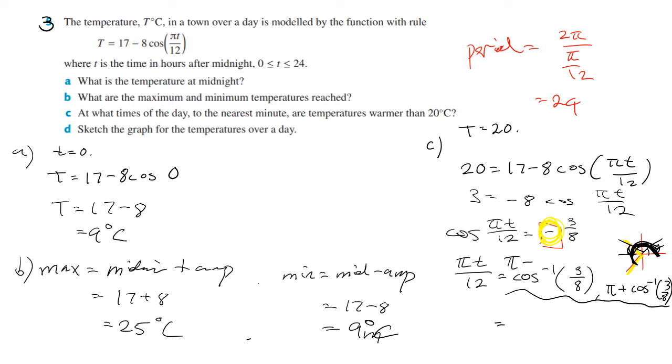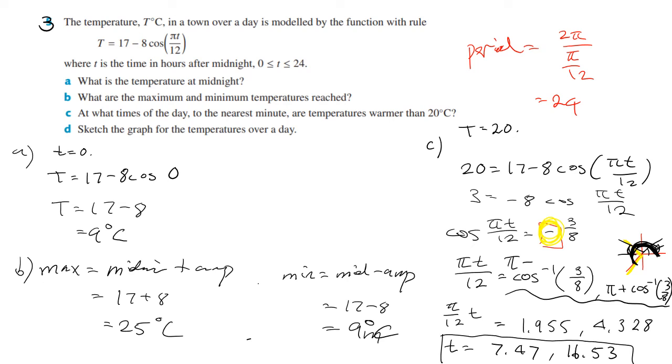If we put that in our calculator, you'll get 1.955 and 4.328, and that's pi over 12 t. So t is equal to 7.47 and 16.53. So to answer our question, that's in hours. So at times 7.47 hours and 16.53 hours, the temperatures are warmer than 20 degrees.